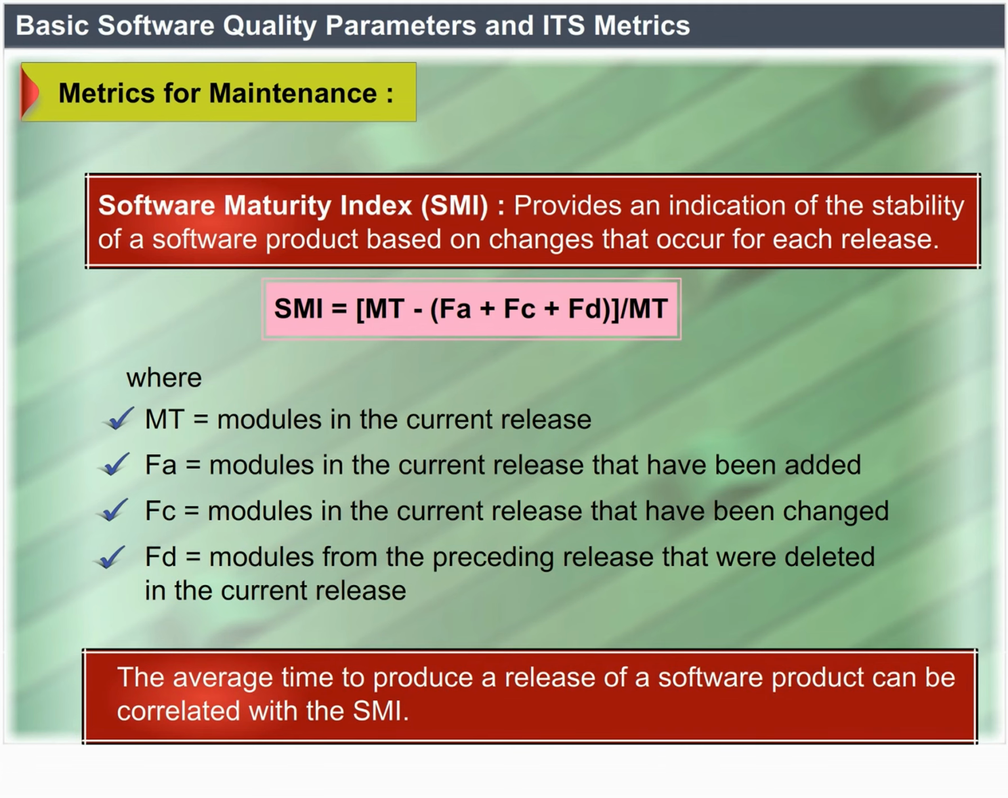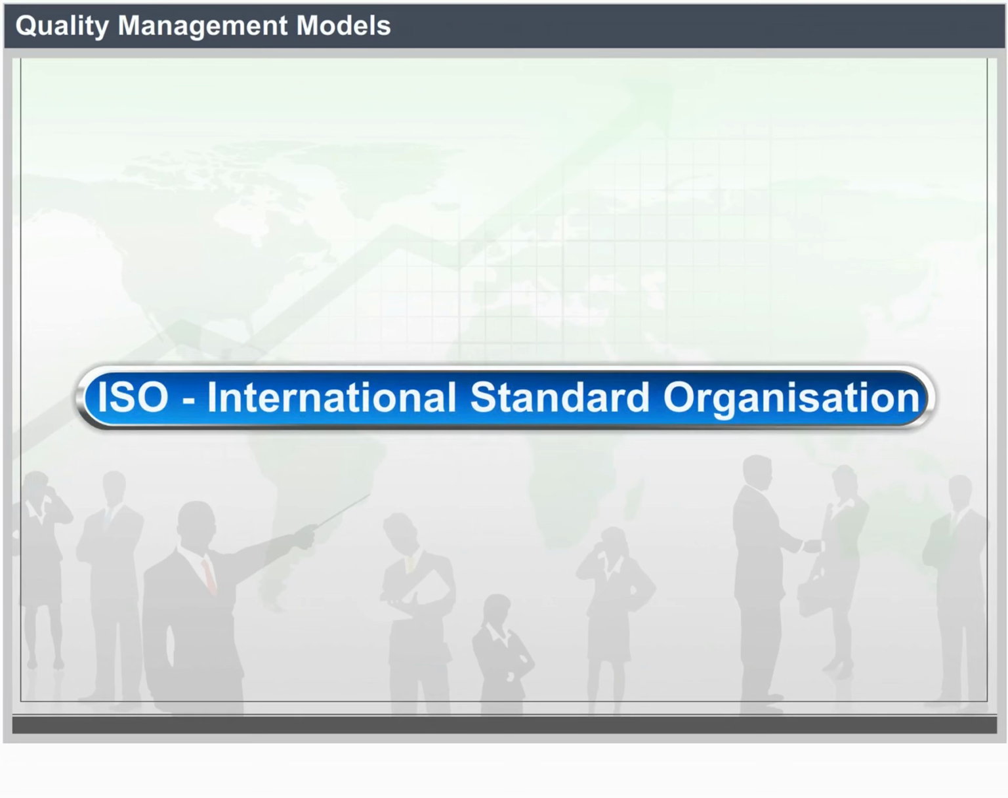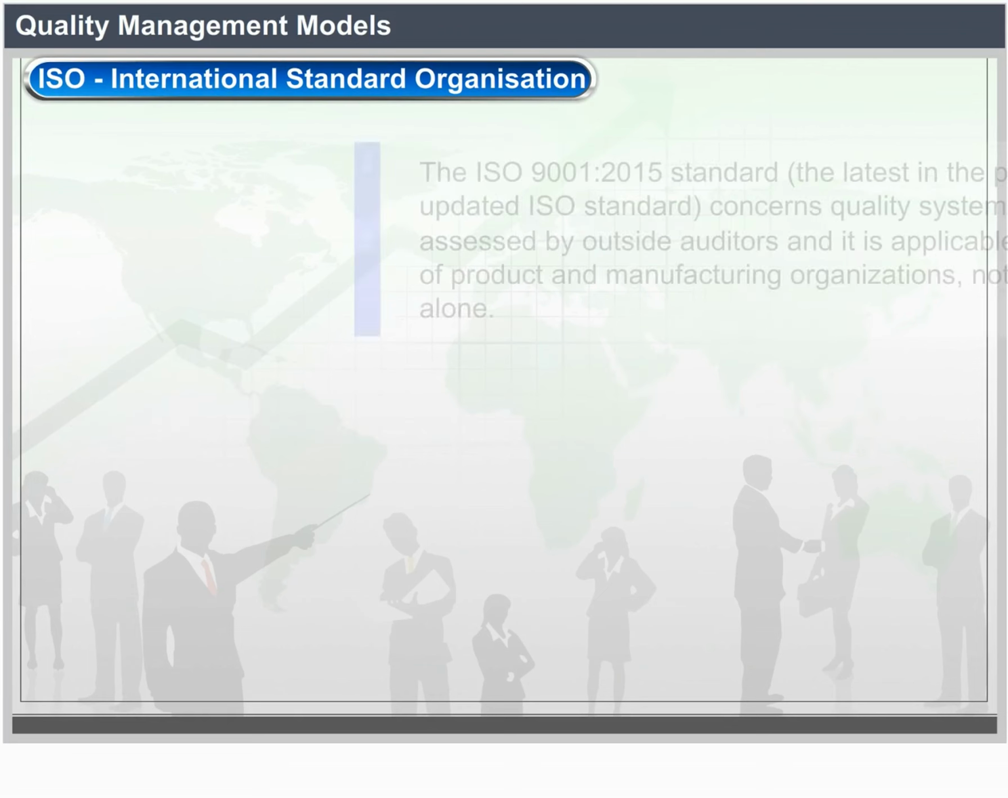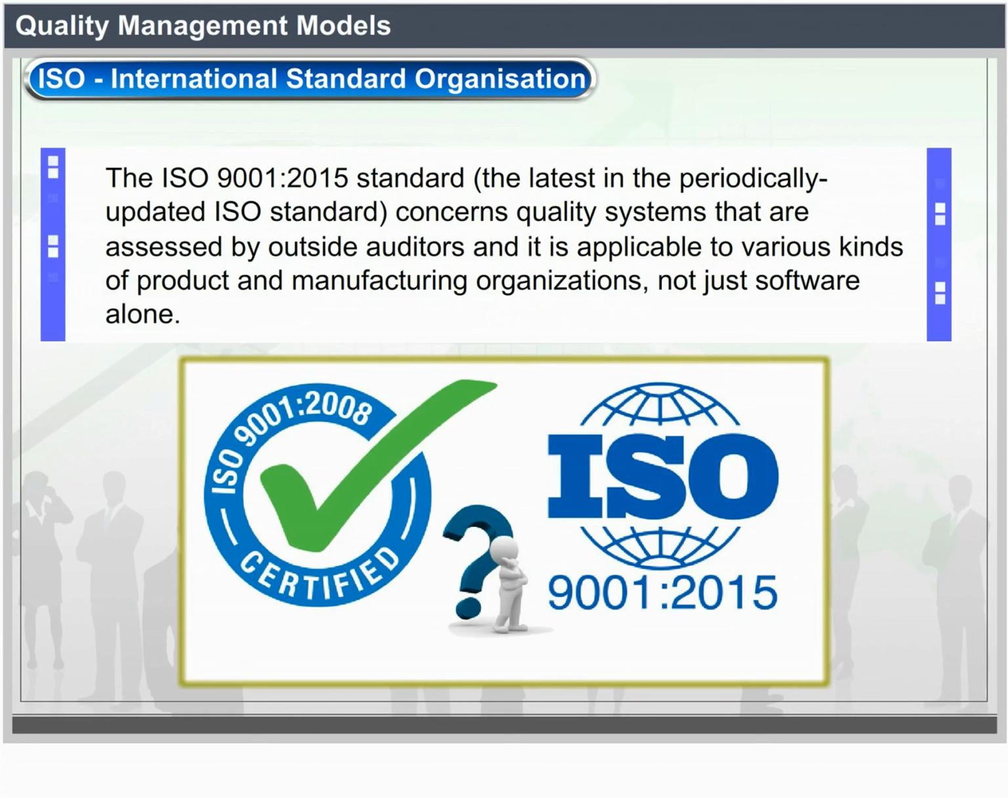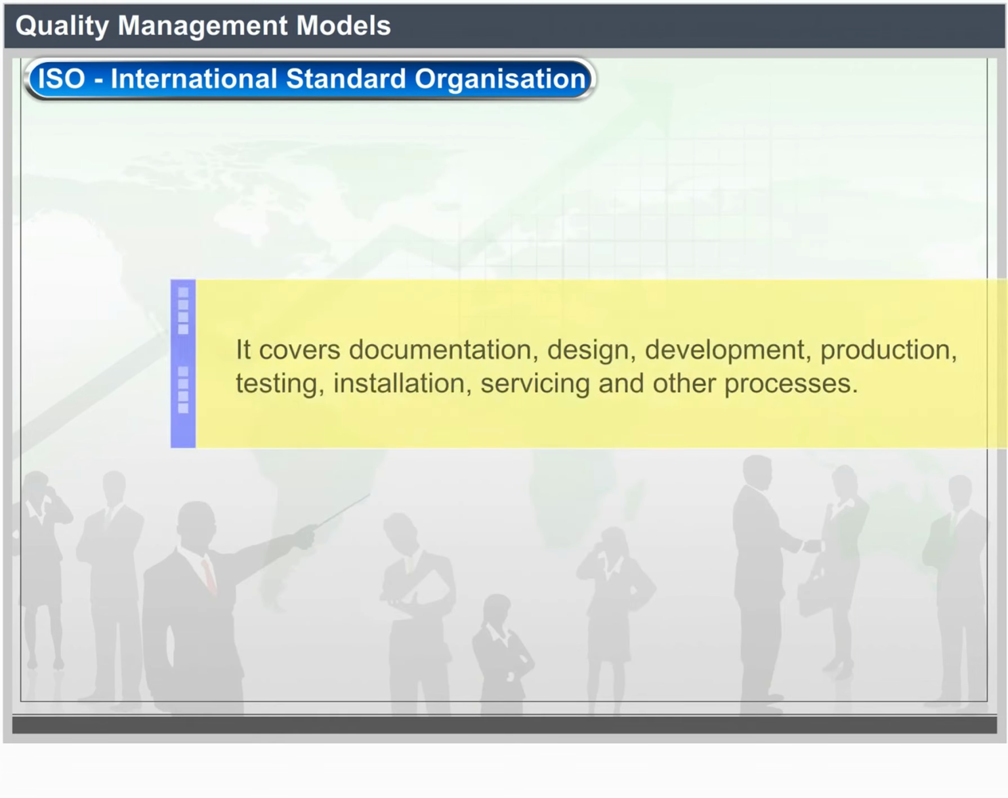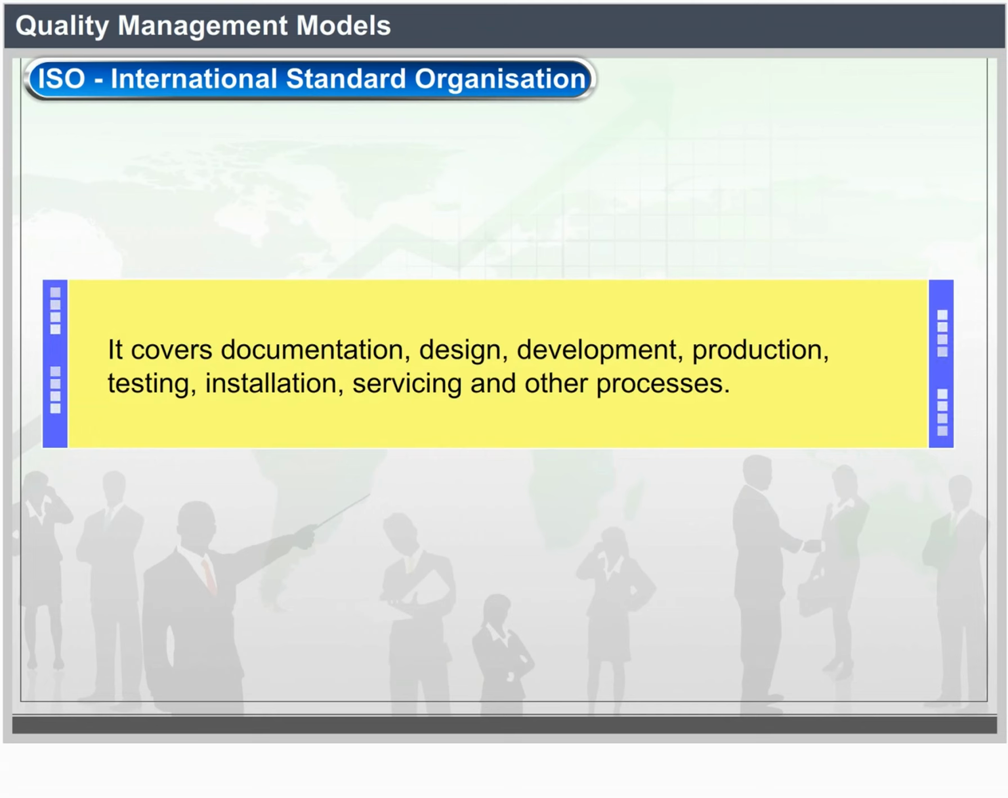Quality Management Models. ISO, International Standard Organization. The ISO 9001:2015 standard, the latest in the periodically updated ISO standard, concerns the quality systems that are assessed by outside auditors, and it applies to many kinds of production and manufacturing organizations, not just software. It covers documentation, design, development, production, testing, installation, servicing, and other processes.